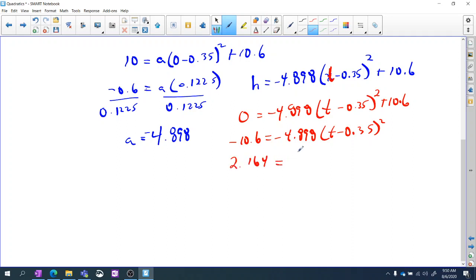2.164 equals t subtract 0.35 squared. Take the square root of both sides. Remember, you're going to get plus or minus here. So, square root. My answer is 1.471.